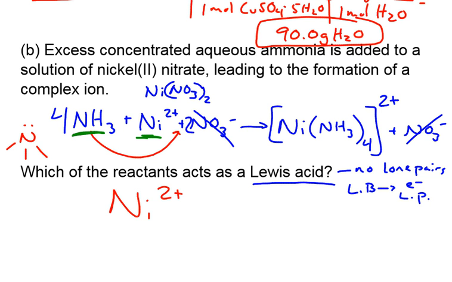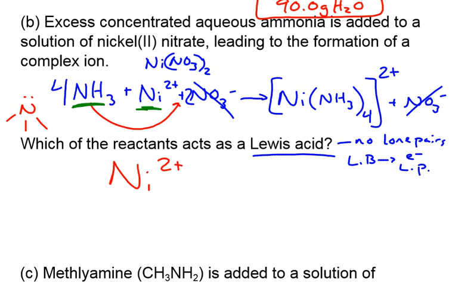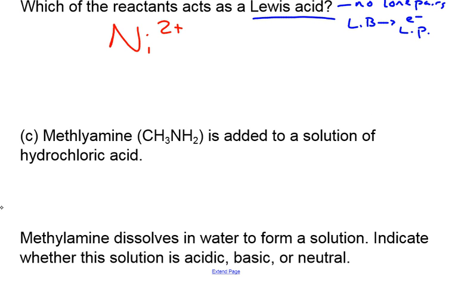Okay. I know we're already 1 minute over, but at this point, let's finish it up. We have one last little part. Methylamine, CH3NH2, is added to a solution of hydrochloric acid. And that's all that says. There are multiple ways to do this one.